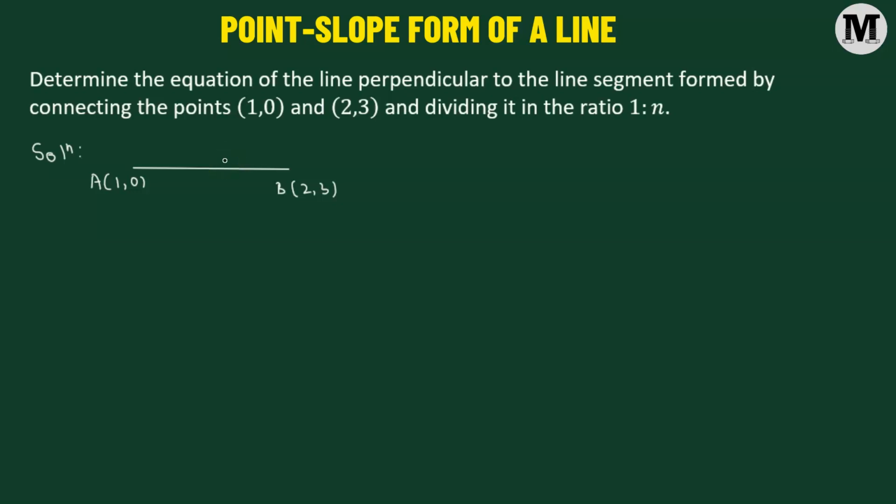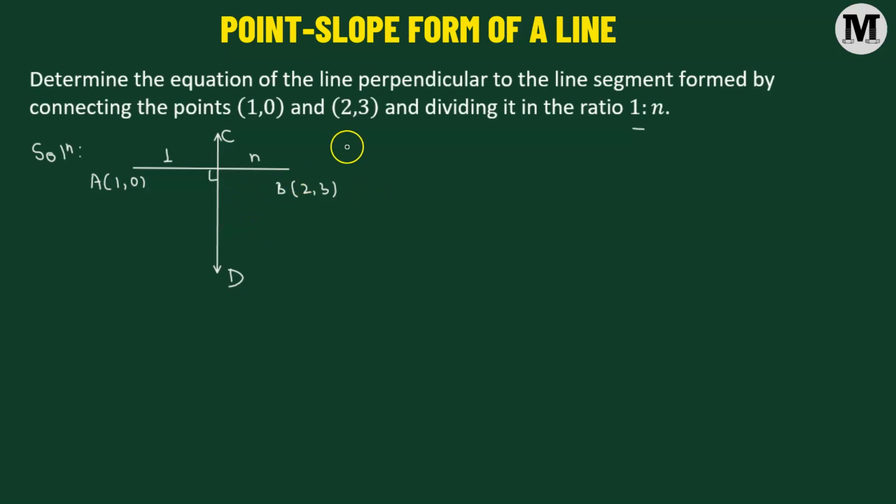Now we're going to consider another line which is going to divide the line segment AB into ratio 1:n, and also this particular line is going to be perpendicular to AB. So here we have the line segment CD. So CD is perpendicular to AB and also it divides AB into ratio 1:n. So what we'll do, we'll try to find out the equation of line CD.